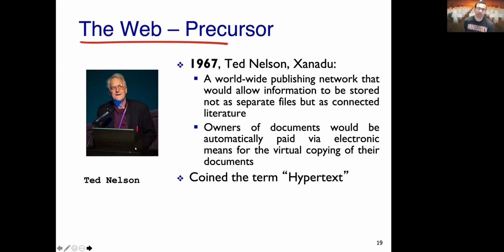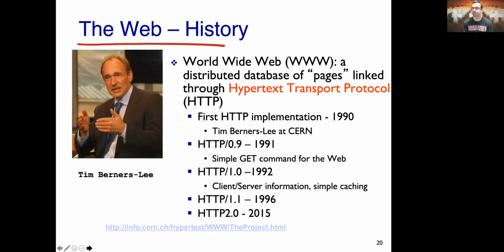So where did the web start? You can trace back the origins of the web to the late 1960s, to this gentleman, Ted Nelson, and the project Xanadu. He came up with the idea of a worldwide network where you could have bits and pieces of information stored as separate files, and you could establish links across these files, so one file could have a link to another file and so on. He actually coined the term hypertext. For various reasons, which I won't go into, this project never really took off. It failed.